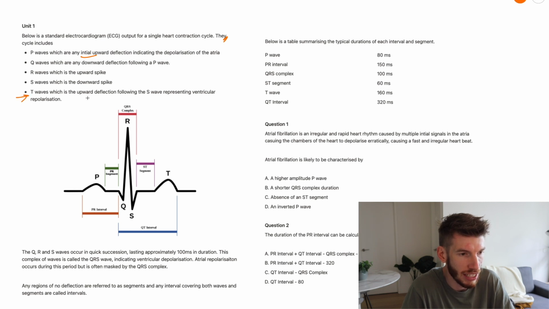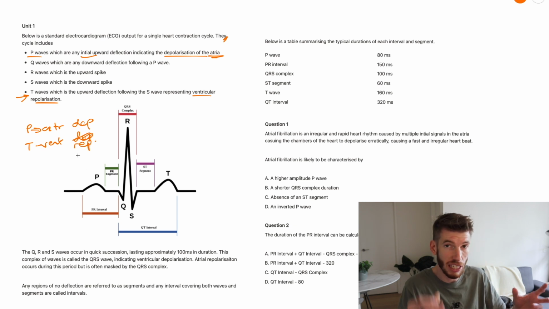T waves, which are the upward deflection following the S wave, representing ventricular repolarization. So I can see there are connections to actual physiological elements here. Depolarization of the atria is the P wave, and the T wave is the ventricular repolarization. So in the notes, what I'd probably be doing is just writing P, and then writing something like atria deep, and T vent deep.